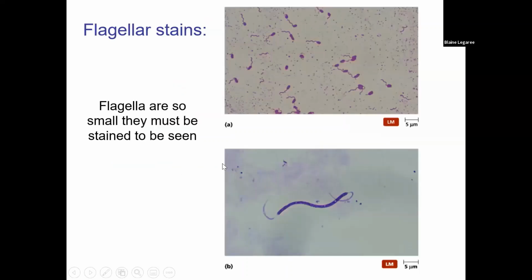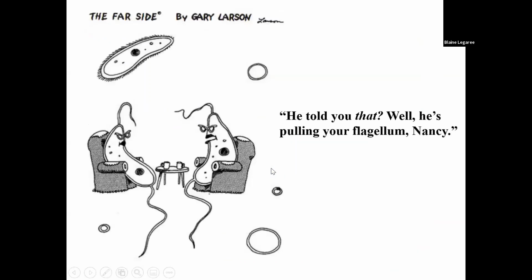Sometimes flagella are used to characterize these organisms, right? They're not easy to see under a microscope. They usually need special stains, but sometimes that helps people understand the biology of the organism. E. coli, for example, tends to be flagellated. That's the word meaning it has lots of flagella, and that's a characteristic of E. coli.